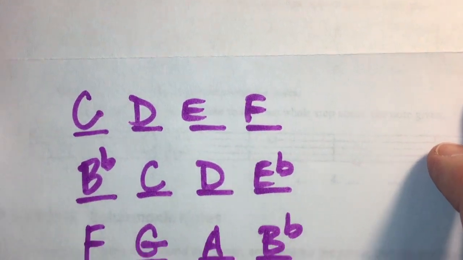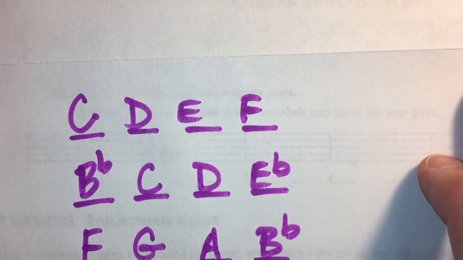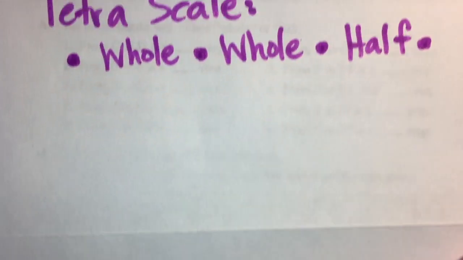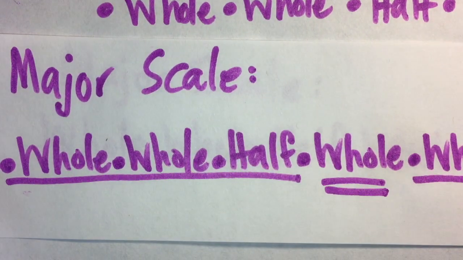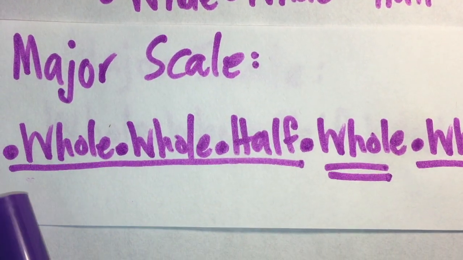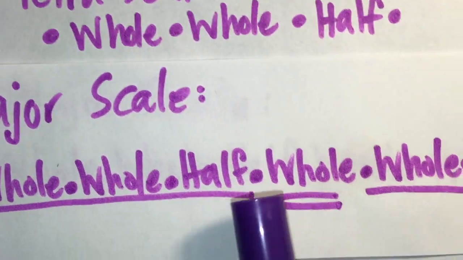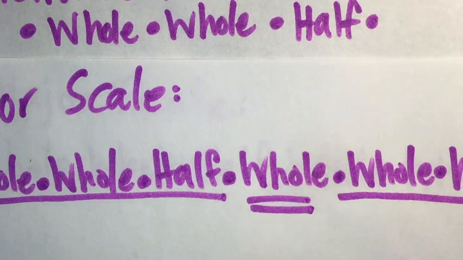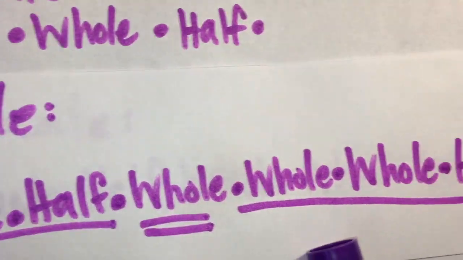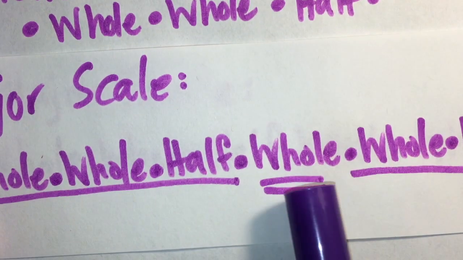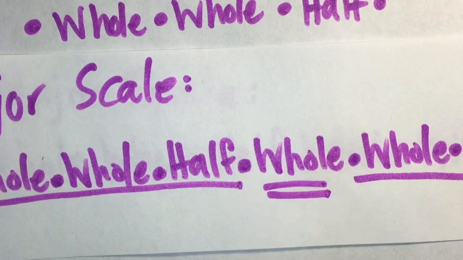So tetrascales only have 4 notes. To create a major scale, you're going to take 2 tetrascales and put them together. So you end up with 8 notes. A major scale is going to have 8 notes. Whole, whole, half step. So you start with a tetrascale. You have a whole step in the middle, and then you have another tetrascale at the end. So a major scale is made up of two tetrascales joined by one whole step in the middle.